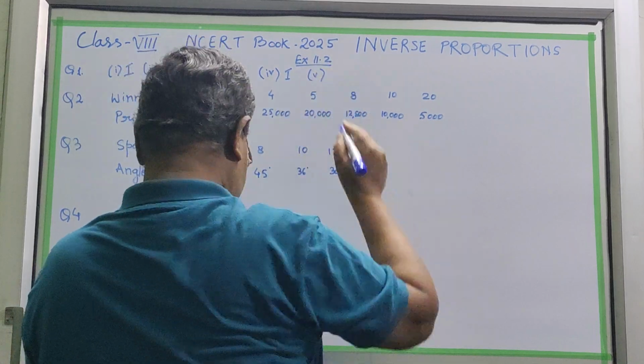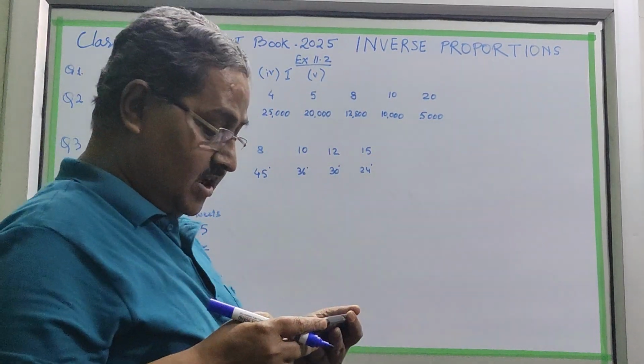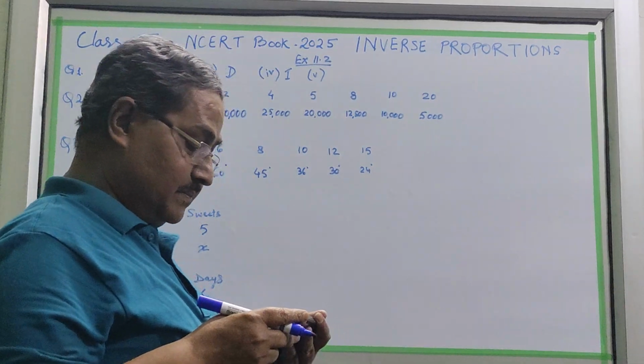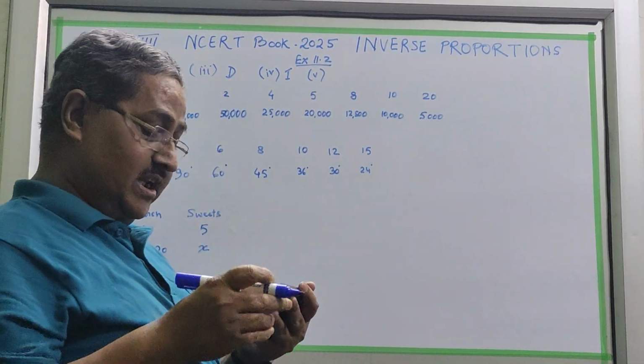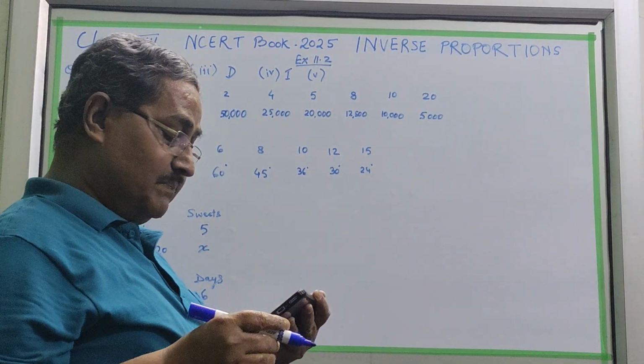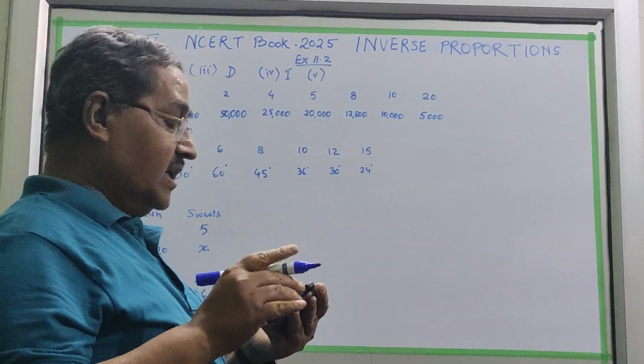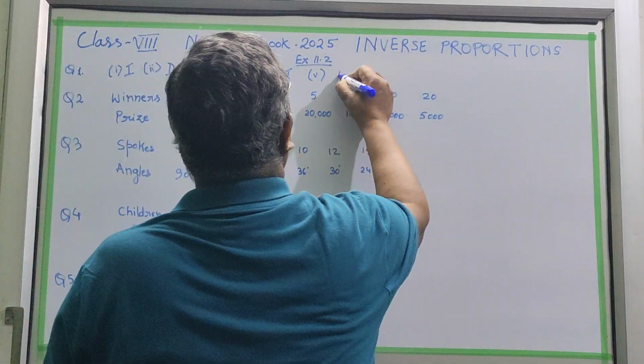Now coming to the fifth part. The population of a country and the area of land per person. If the population increases, the area of land per person will decrease. So it is a question of inverse proportion.